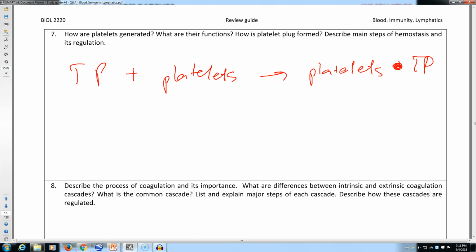Does that make sense? So, that's what starts the common pathway. Now, coagulation factor 10 together with some other stuff, factor 5, calcium, phospholipids, just know that the common pathway starts with the formation of prothrombin activator. Prothrombin activator, what does it do?